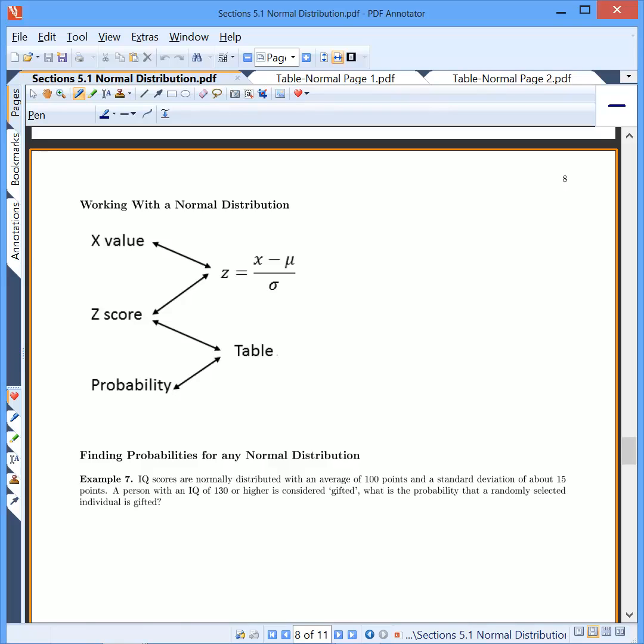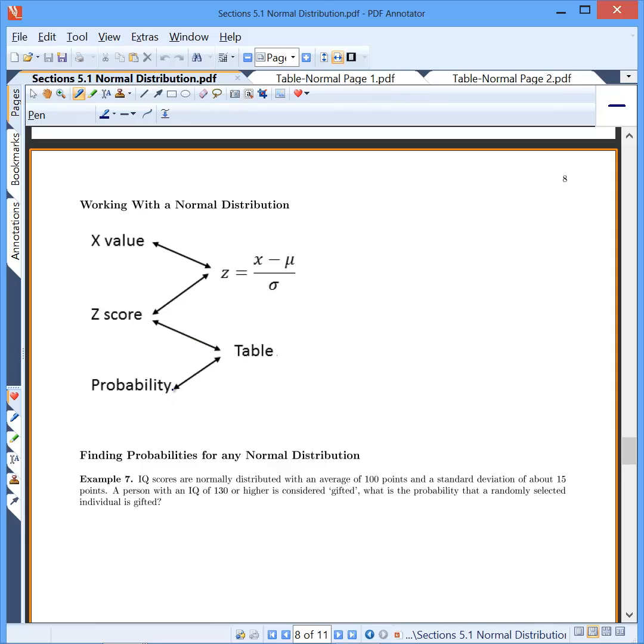This is section 5.1 continued, and we are working with the normal distribution. So in our last lesson, we learned how to find probabilities from a z-value using our table. Now we're actually going to start with our original x value that can have any normal distribution. Then we'll change it to a z-value, and then we'll use the table to find the probability.